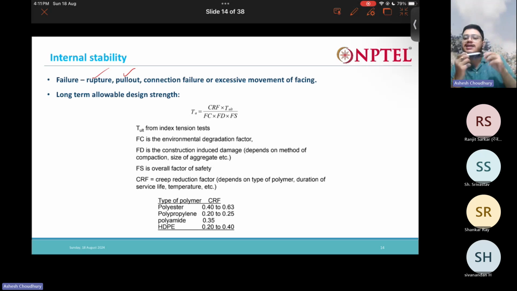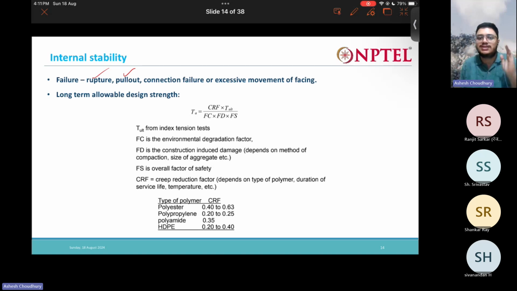And the third one that we did not discuss earlier is the connection failure. You are connecting the reinforcement to your wall, your facing block, right? In the last class, we saw some videos of how they are connected. If that connection breaks apart, then what is the use? You might have used titanium reinforcement, but if the connection breaks, there is no use of anything, right?